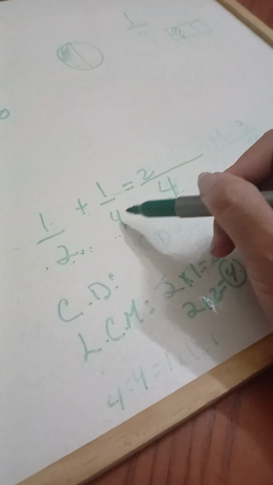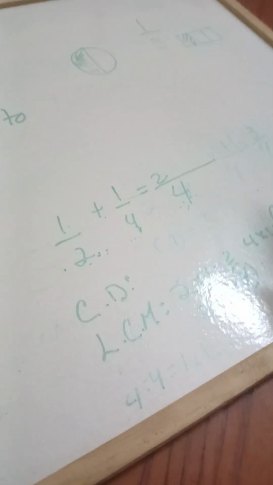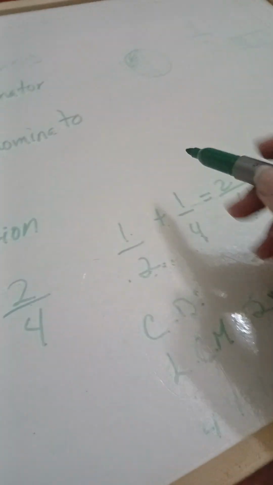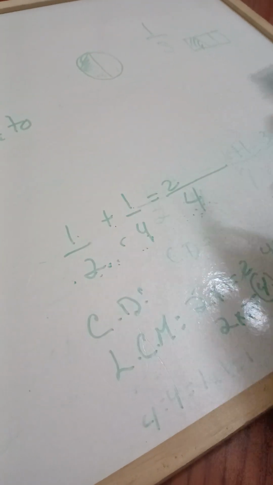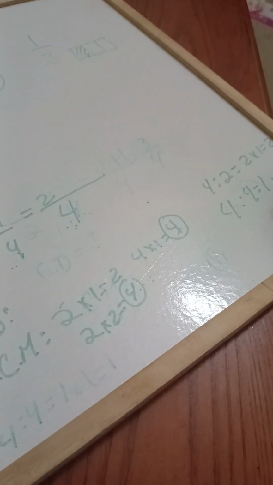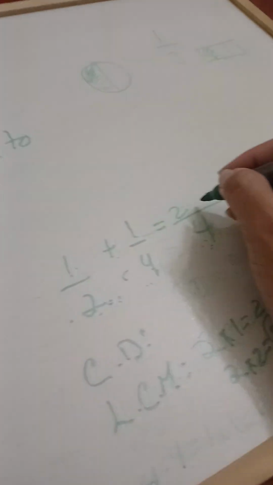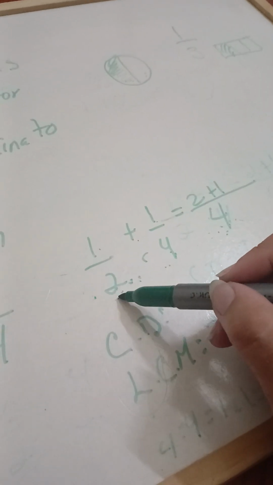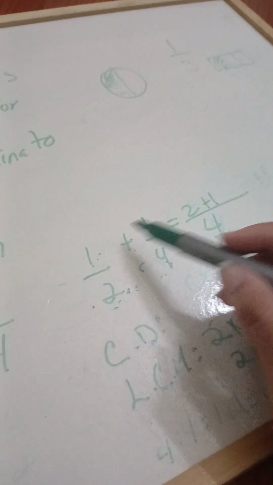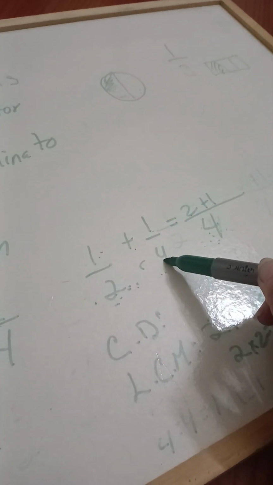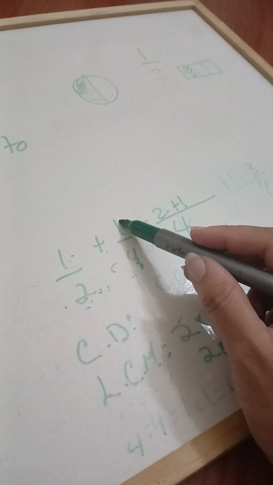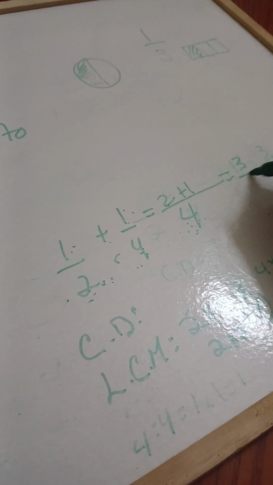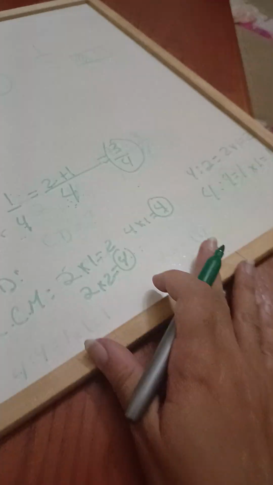Now, 4 divided by 4 equals 1. 1 multiplied by 1 equals 1. Then you put plus 1. Okay? 4 divided by 2, 2. 2 multiplied by 1, 2. 4 divided by 4, 1. 1 multiplied by 1, 1. 2 plus 1 equals 3/4, our final answer.